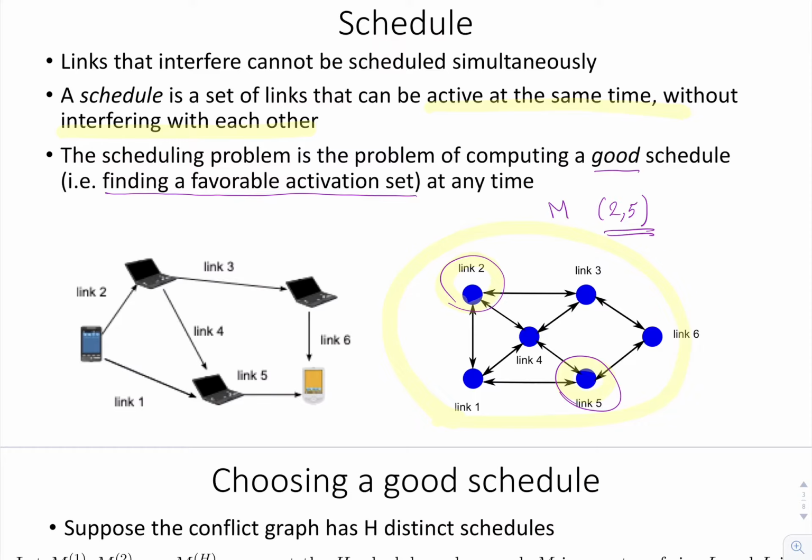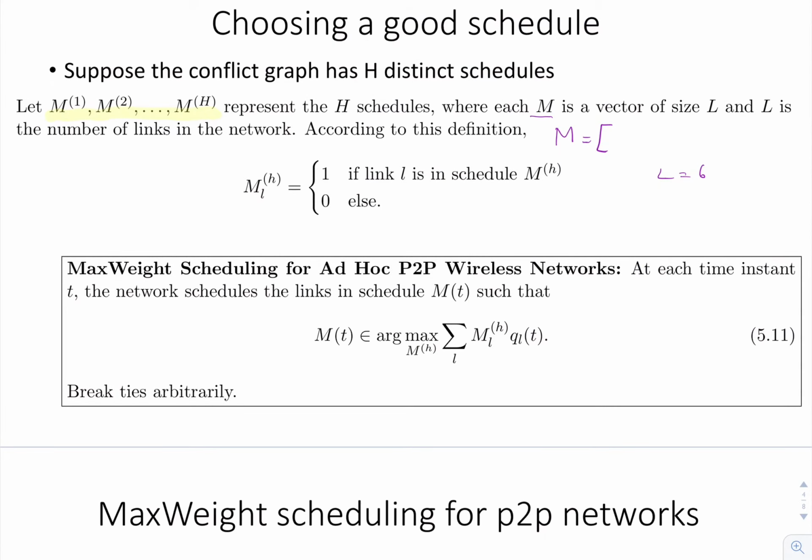Let's say m superscript k is 2, 5. M superscript k would be 0, 1, 0, 0, 1, 0. Okay, so m sub l superscript h is equal to 1 if link l is in schedule m superscript h, and 0 otherwise.